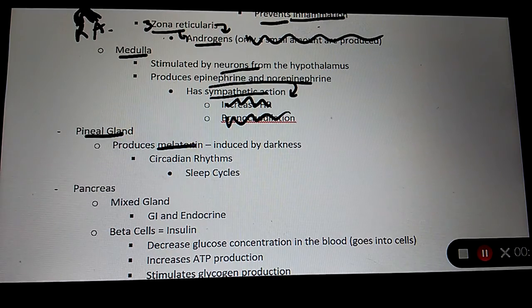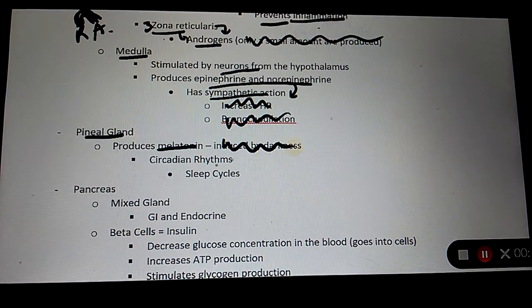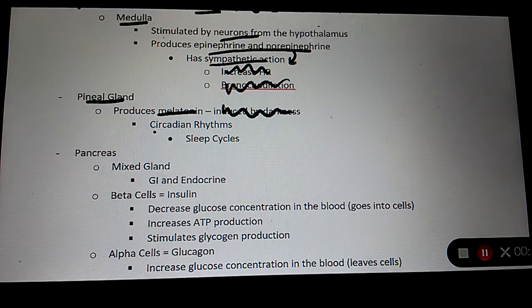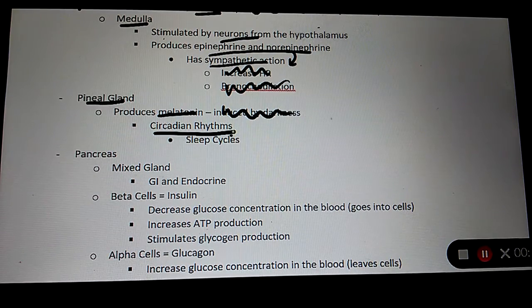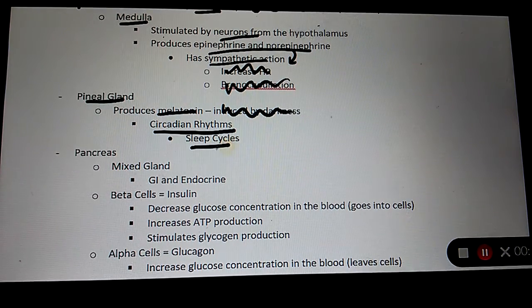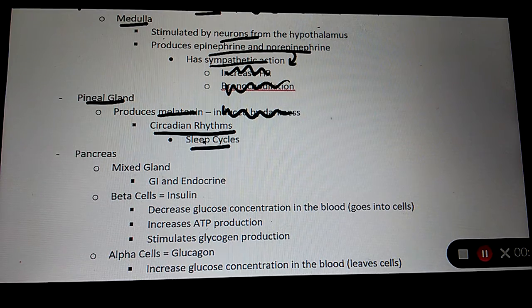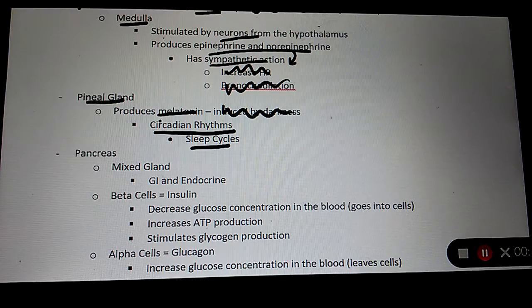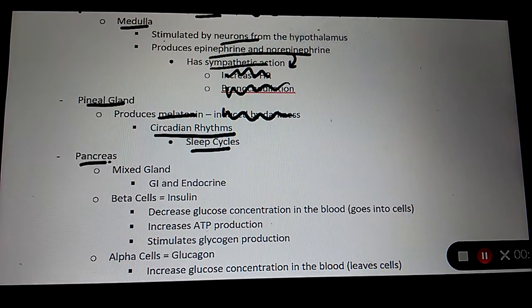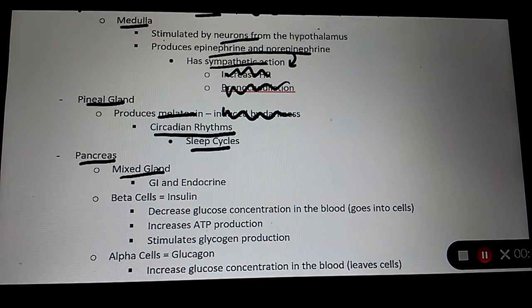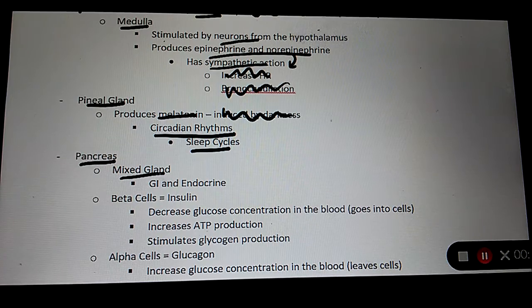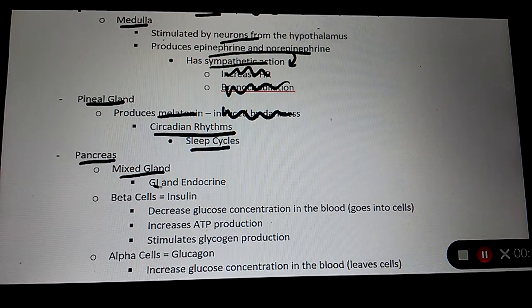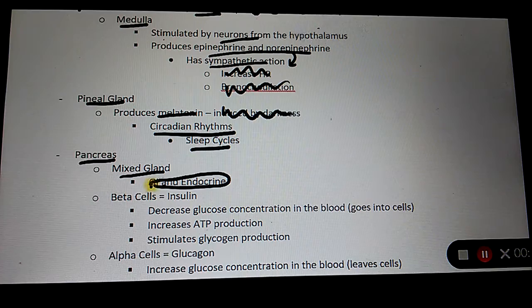What does the pineal gland produce? Melatonin. Is melatonin involved in circadian rhythms? Yes. What are circadian rhythms? Sleep cycles. What gland produces melatonin? Pineal gland. What gland is a mixed gland? Pancreas. It has both what? GI and endocrine function.